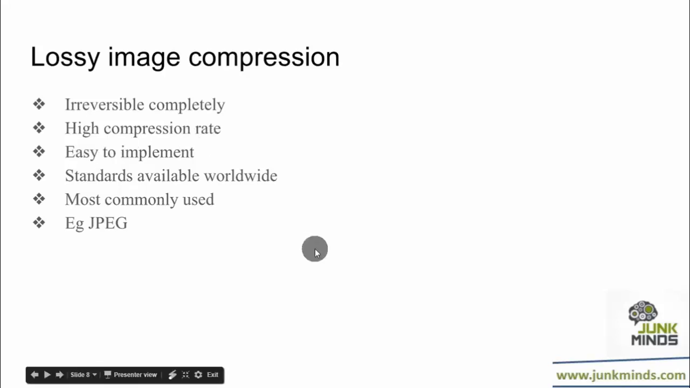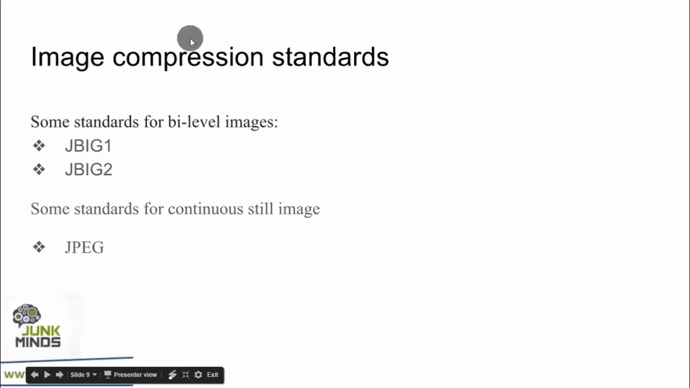Some of the features of lossy image compression are that it is easy to implement. There are multiple standards available worldwide. The most commonly used is, for example, the JPEG image compression standard. Some of the standards for bi-level images, which means the ones we take in a Xerox, that is black and white, where rather than different colors, the gray level is considered, are JBIG1 and JBIG2. And some standards for continuous-tone still images, which means colored images or photographs, are JPEG.